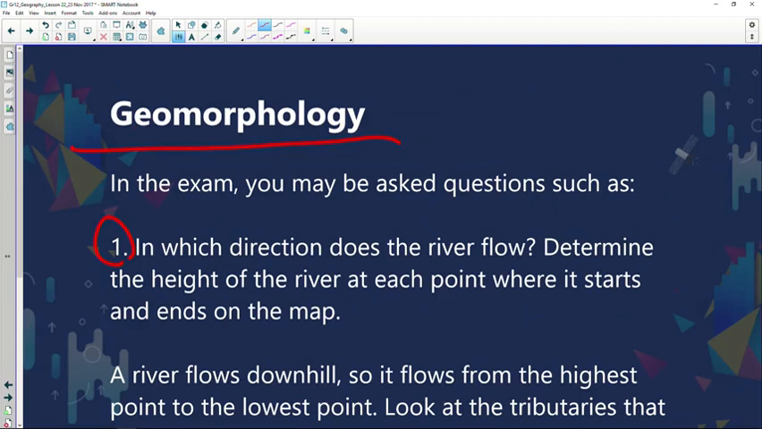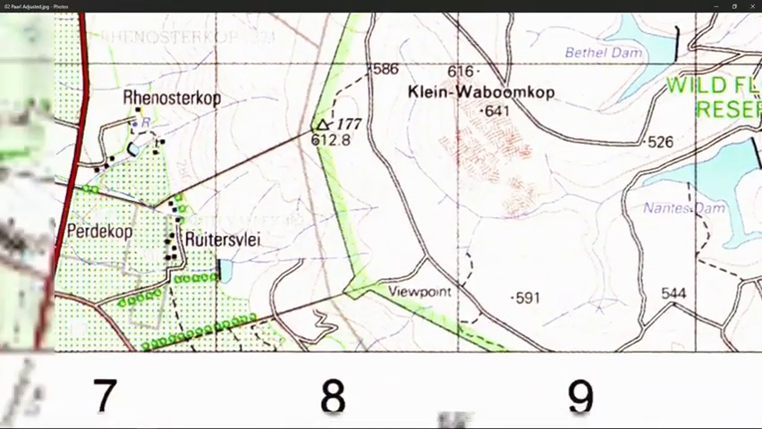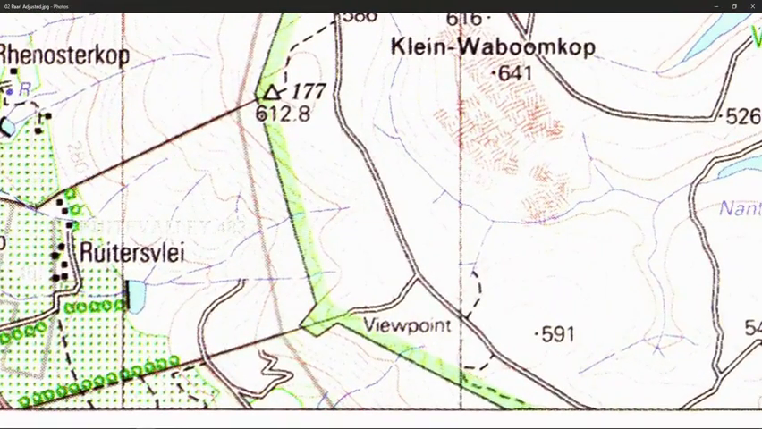Now this is quite a simple law of physics. Water can't move from a low-lying area to a high-lying area, because of gravity, water flows downwards. Now the best and easiest way to determine in which direction a river is flowing, let's go to the Berg River. It's very simple.